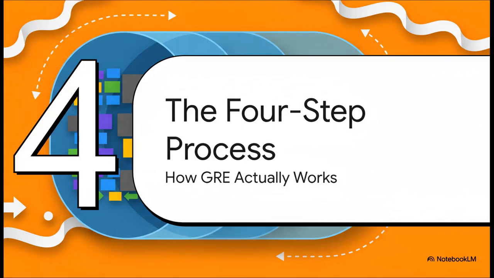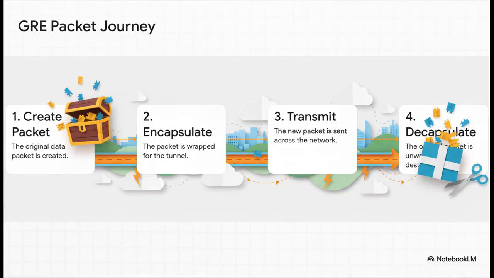Okay, so we know the what and the why. But how does it actually do this encapsulation magic? Well, it's a beautifully logical, totally straightforward four-step process. Here it is, the 4 stages of any GRE packet's journey. You can really just think of it like an assembly line. Create it, wrap it, ship it, and then unwrap it. We're going to walk through each of these steps so you can see exactly what's happening under the hood.